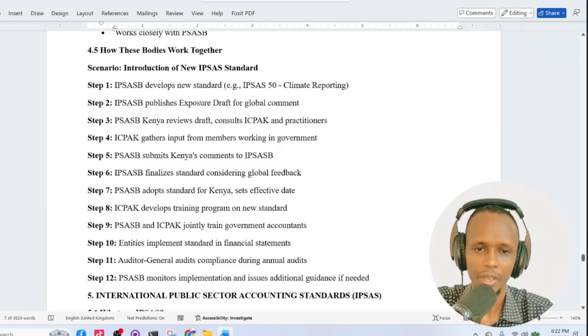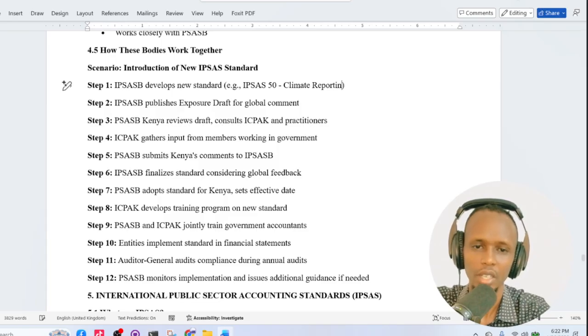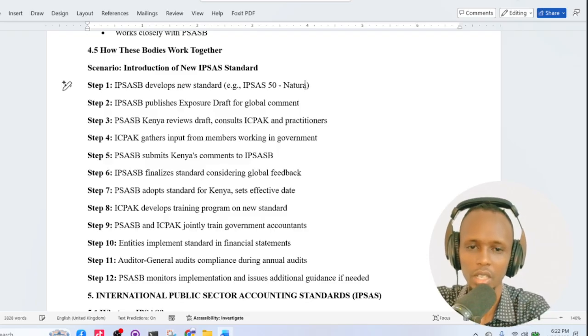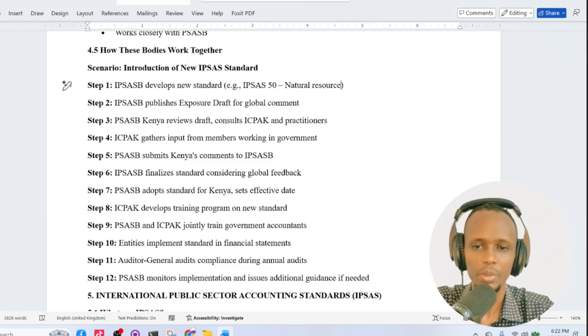For example, this is wrong. I don't think this is correct. It was a natural resource. Here it was natural resource. Okay. And then IPSAS P publishes exposure draft for global comment.